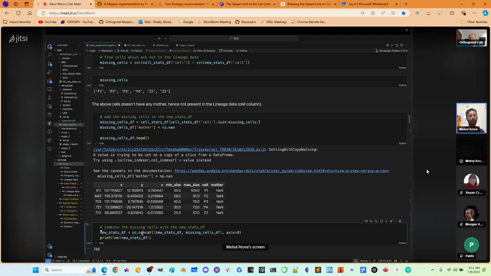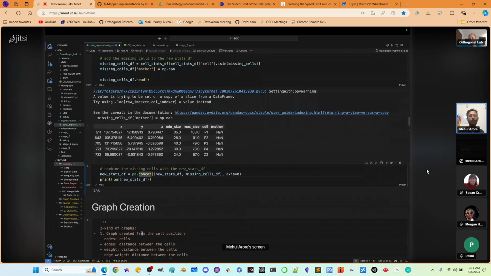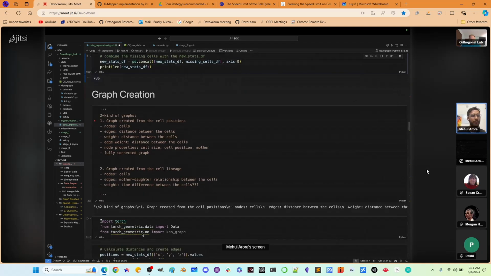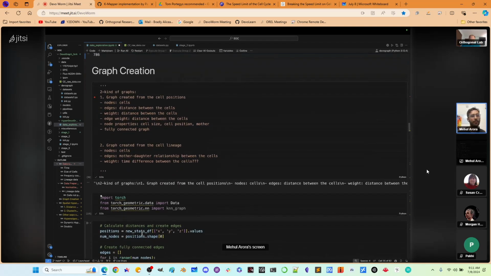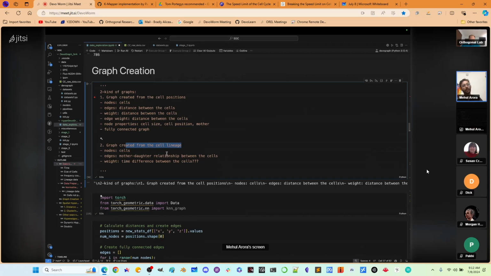Okay. Then I was on the graph creation part. So we need 2 types of graphs. The first is a graph created from the cell positions, and the second is a graph created from cell lineage. Referring to the ESOP 2022 project by Jihang Lee, he created a graph using the cell lineage. Since lineage gives information from mother to daughter, he made a directional graph because there is directional information involved.